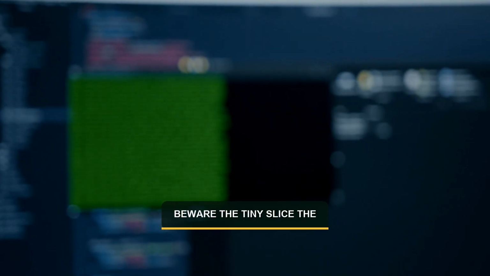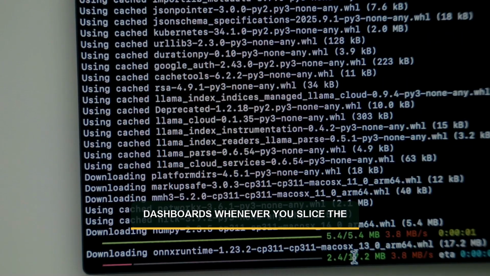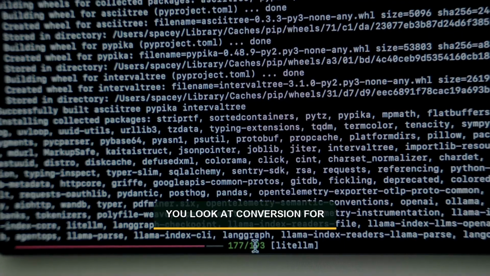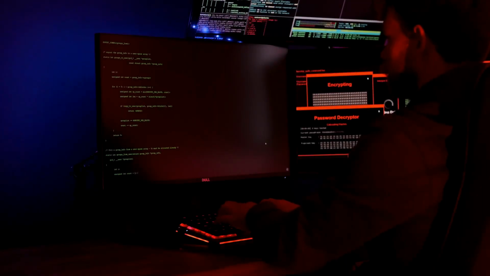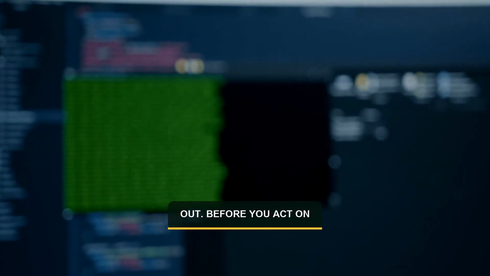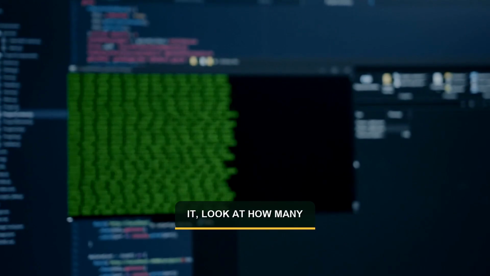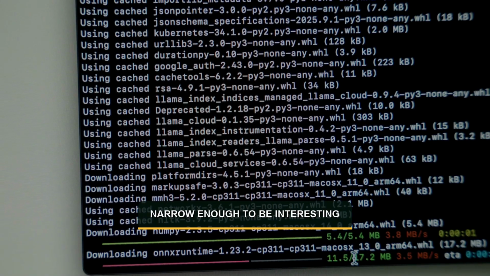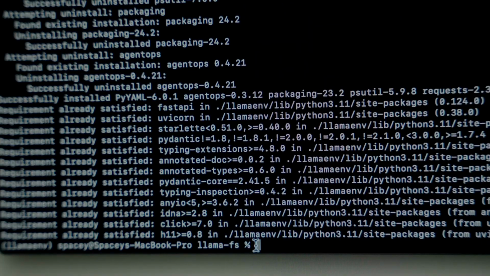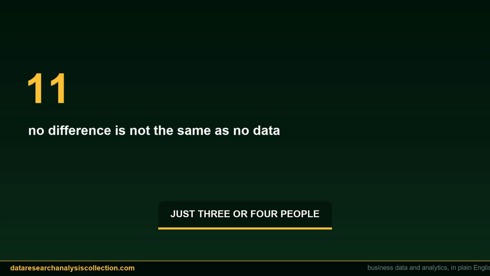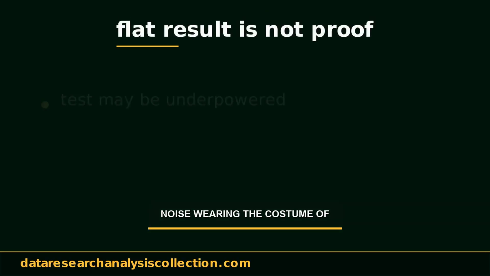Beware the tiny slice. The same trap hides inside your dashboards whenever you slice the data. You look at conversion for one small country, or one pricing plan, or last Tuesday, and the dramatic number leaps out before you act on it. Look at how many events built it. A slice narrow enough to be interesting is often narrow enough to be almost empty, and the striking pattern is just 3 or 4 people being 3 or 4 people. The more finely you cut the data, the smaller each sample gets, and the more of what you see is noise wearing the costume of insight.